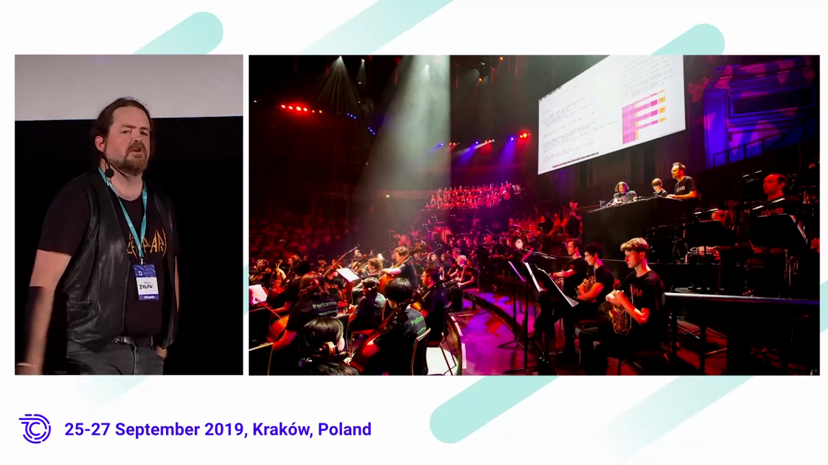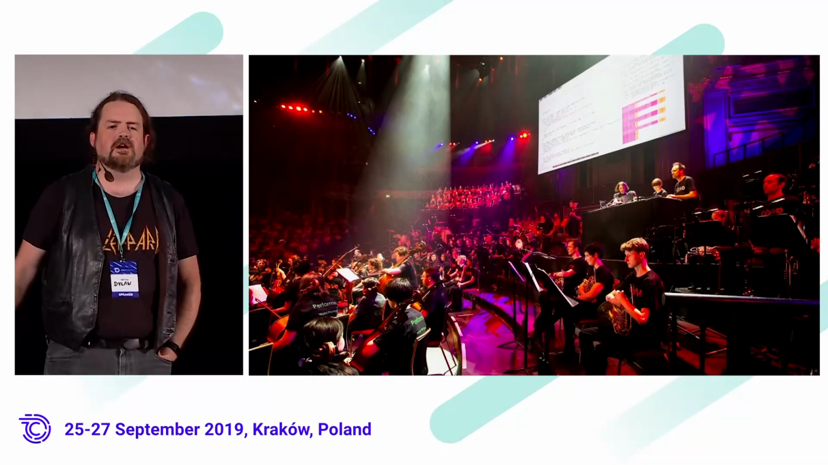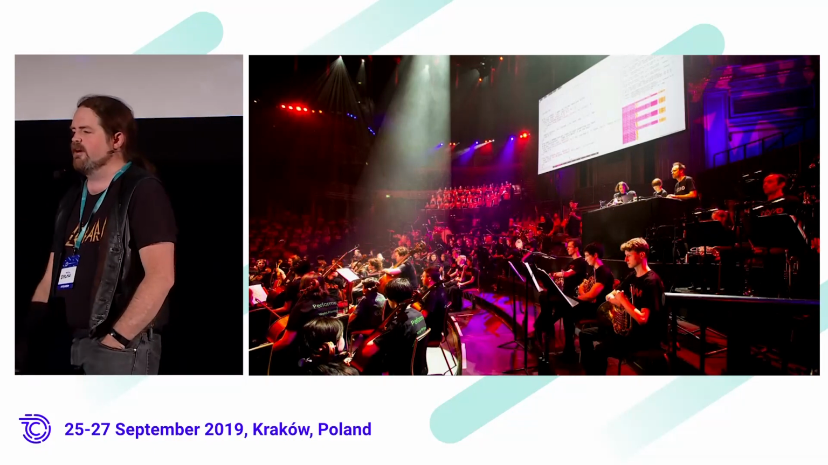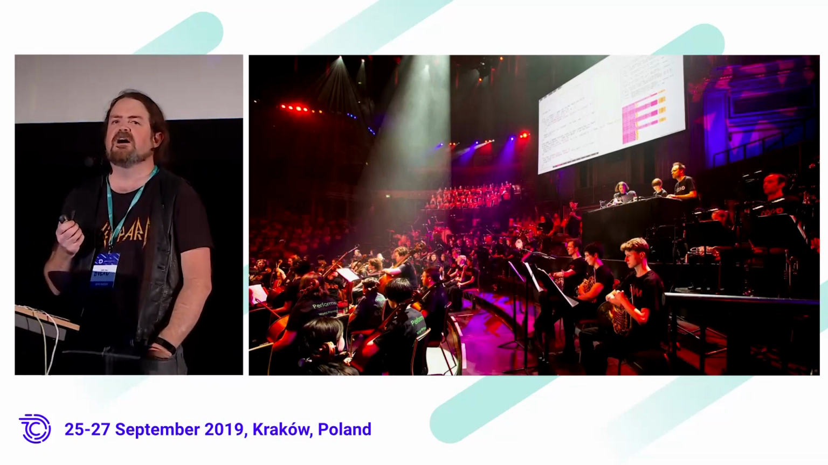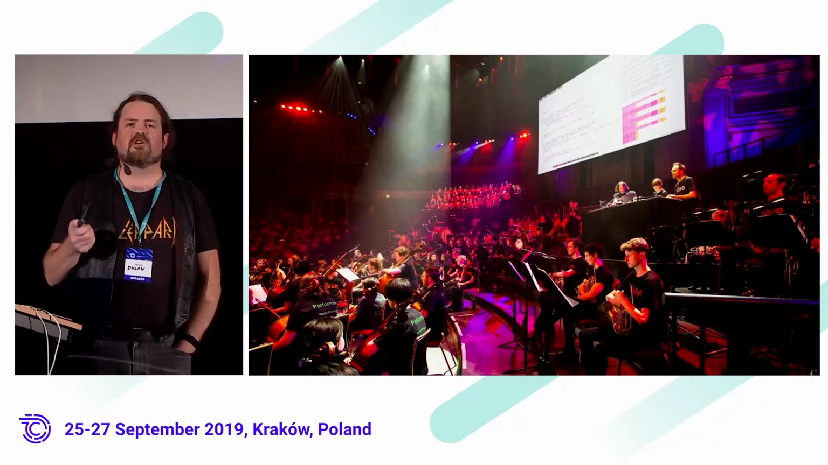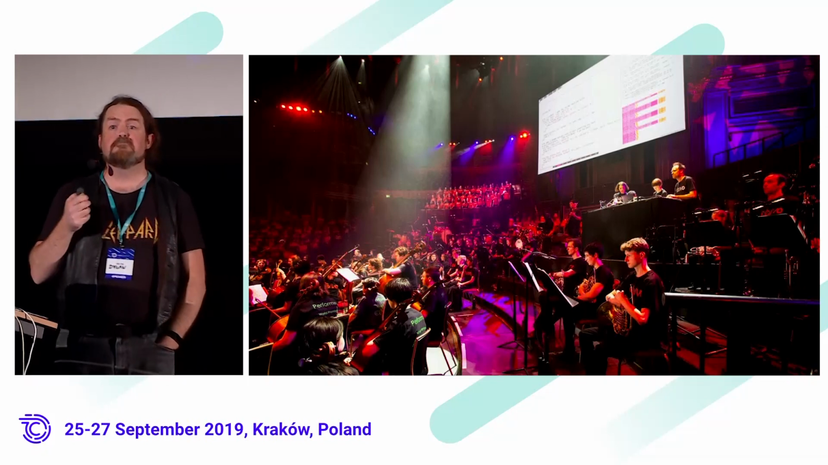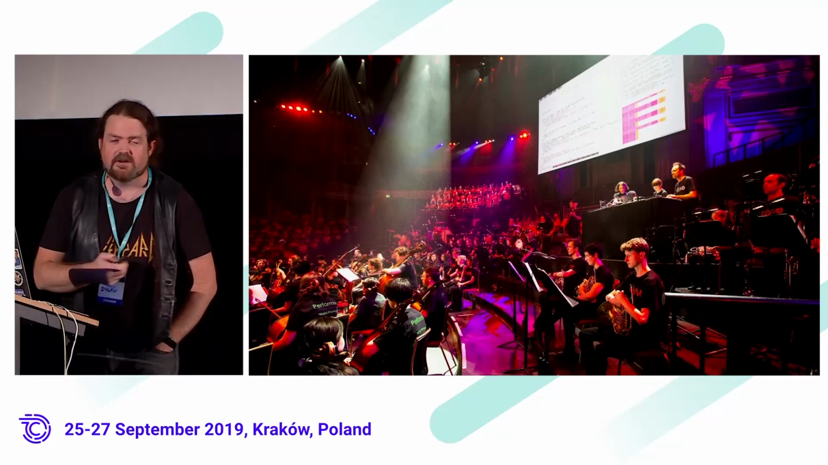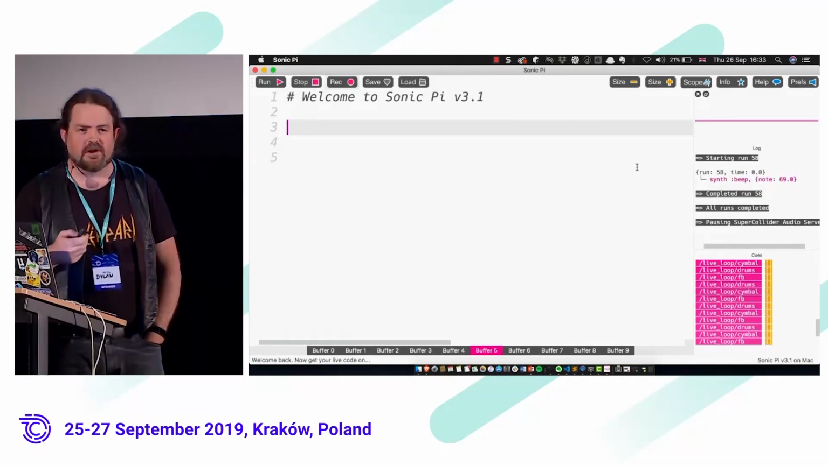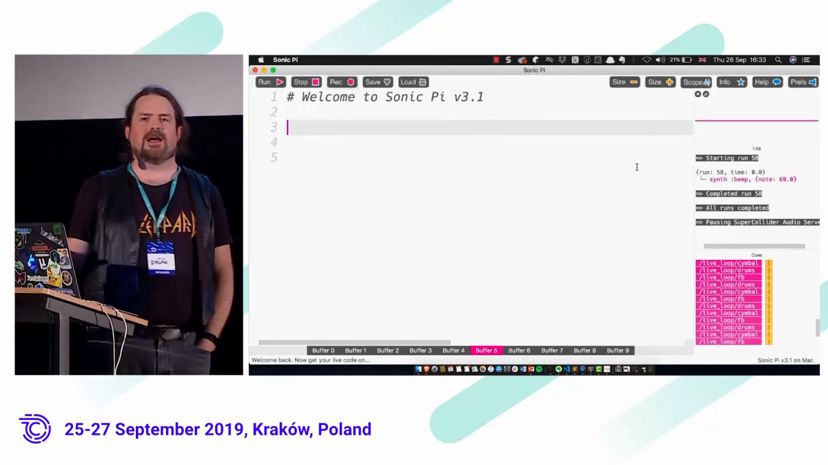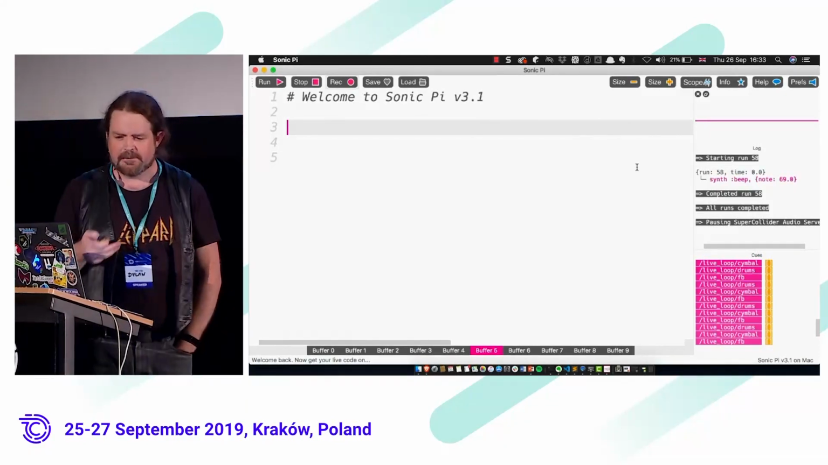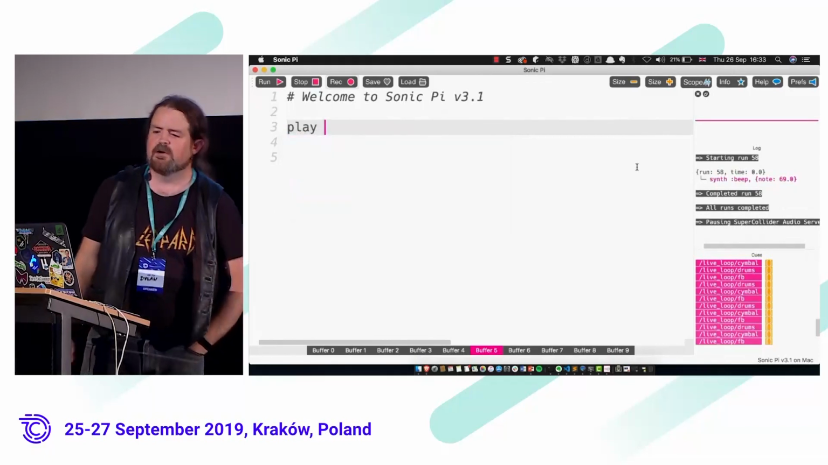This is the London Philharmonic Orchestra, and the guy in the middle there with his laptop is Sam Aaron, who is the creator of a thing called Sonic Pi. Sonic Pi is a programming language for doing live music performance. Basically, you write code, the code runs, and when it runs, it doesn't produce output, it produces music. I want to do a very quick demo of this for you now.